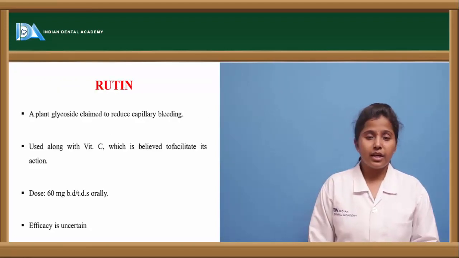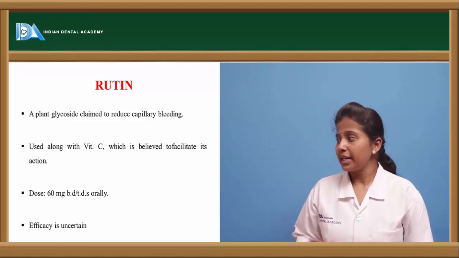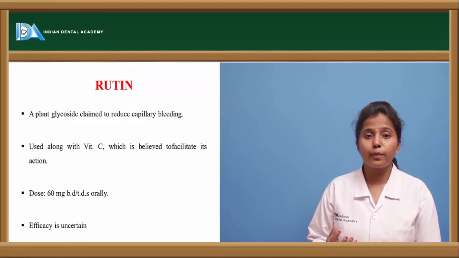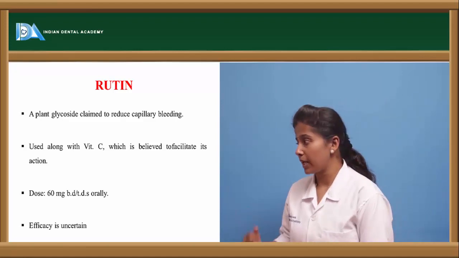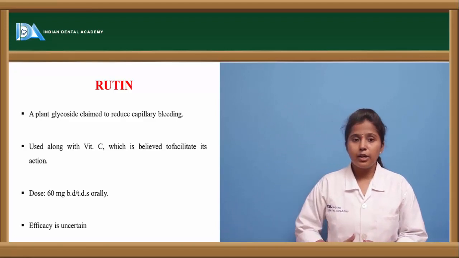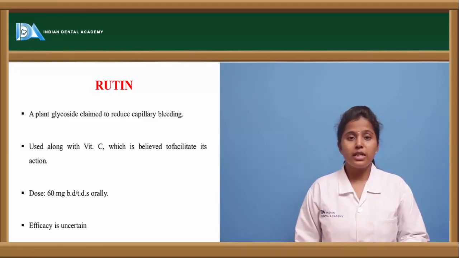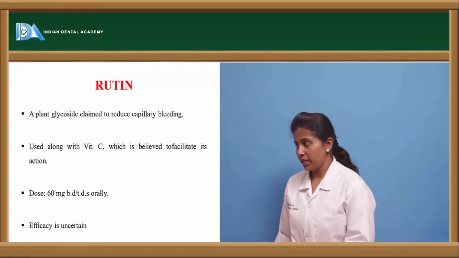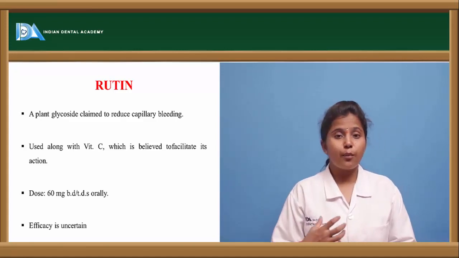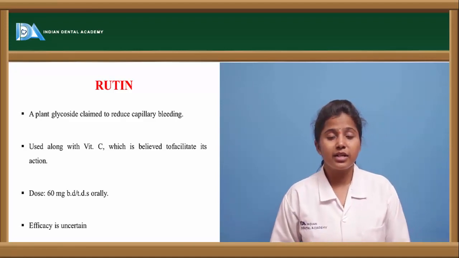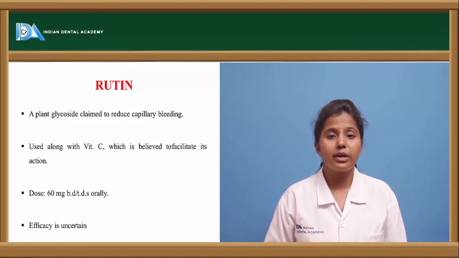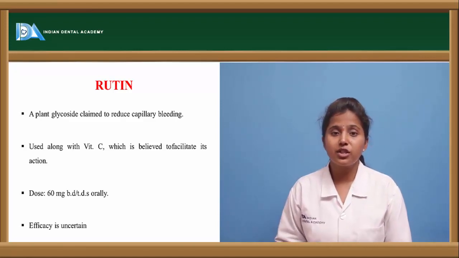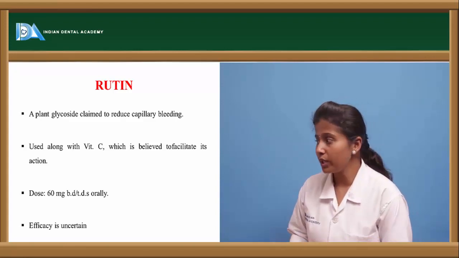The other drug is rutin. Rutin is a naturally occurring plant glycoside. It is prepared, or extracted, from the plant glycoside, and it reduces capillary bleeding. If there is any excessive bleeding in the capillaries, then rutin will reduce it. It has higher efficacy when it is administered along with vitamin C, showing a synergistic effect.